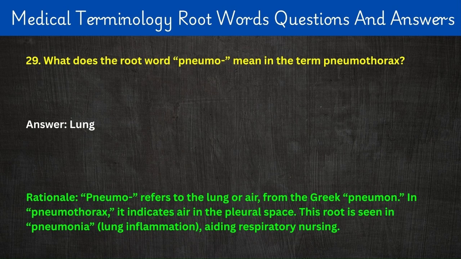29. What does the root word pneumo- mean in the term pneumothorax? Answer: lung. Rationale: Pneumo- refers to the lung or air, from the Greek pneumon. In pneumothorax, it indicates air in the pleural space. This root is seen in pneumonia, lung inflammation, aiding respiratory nursing.